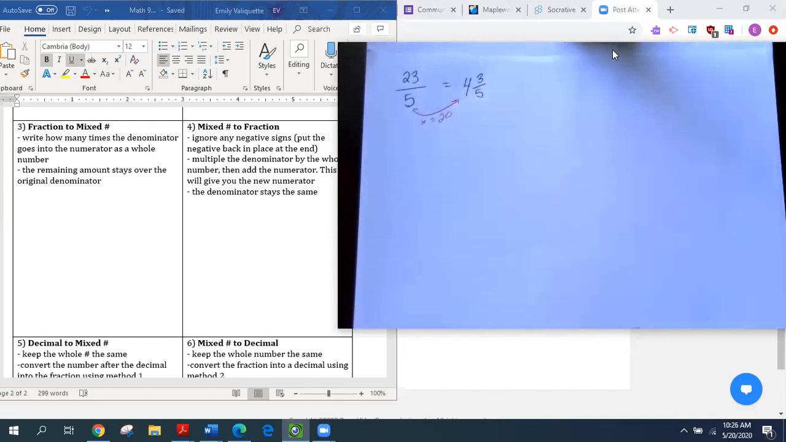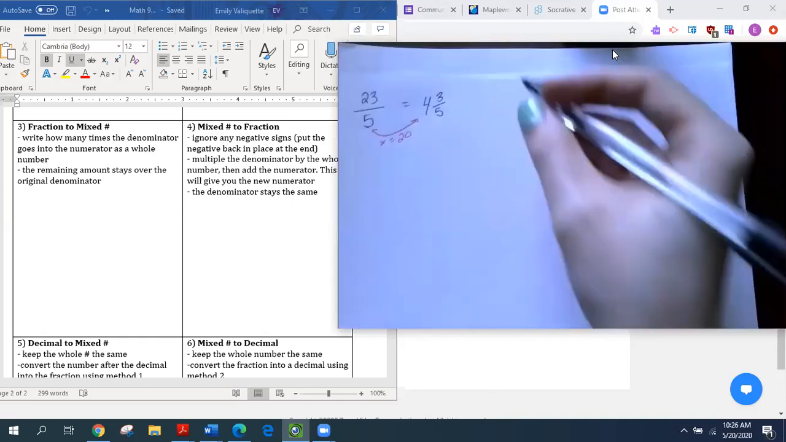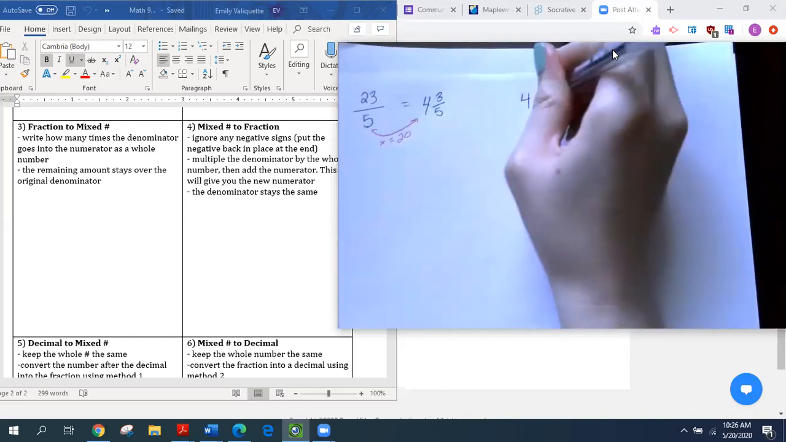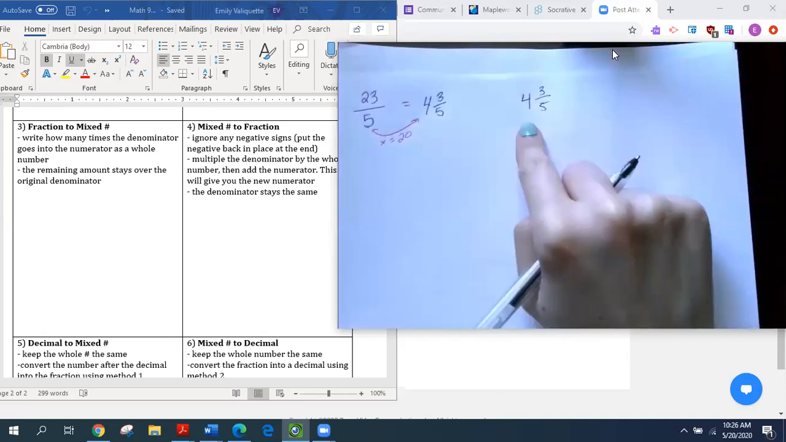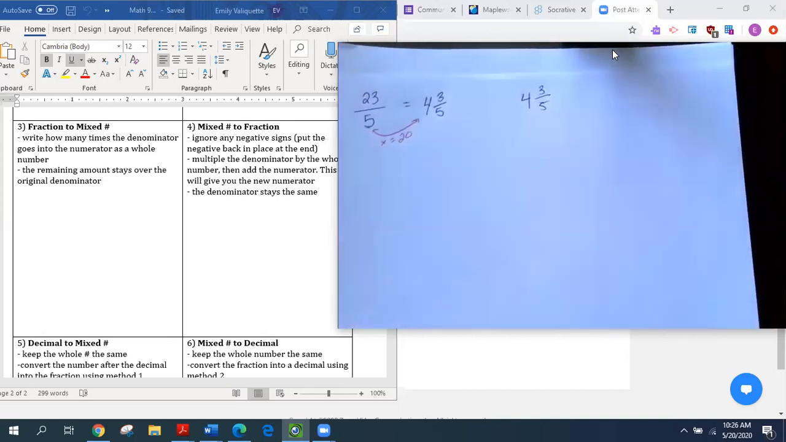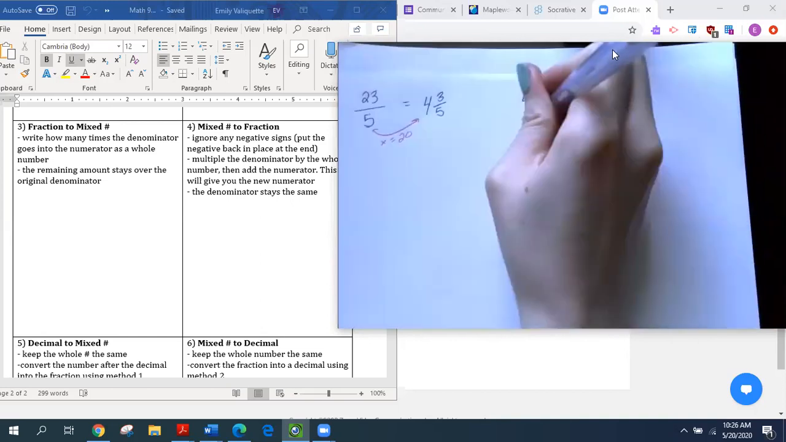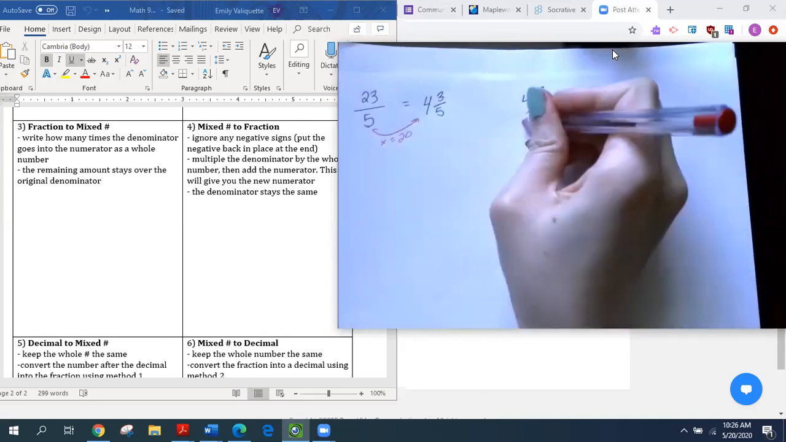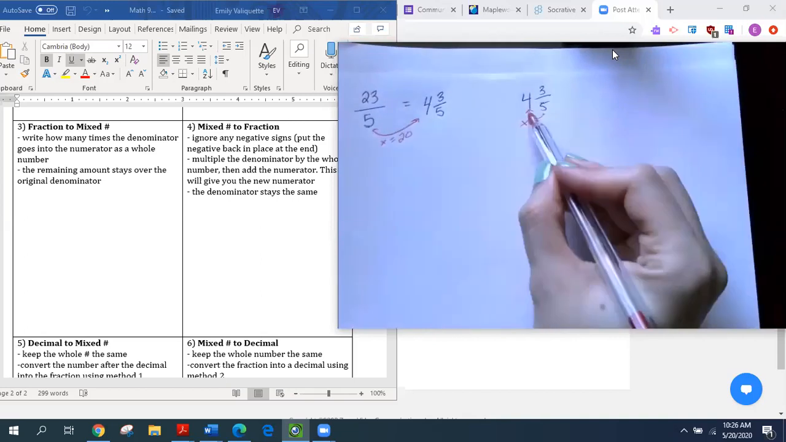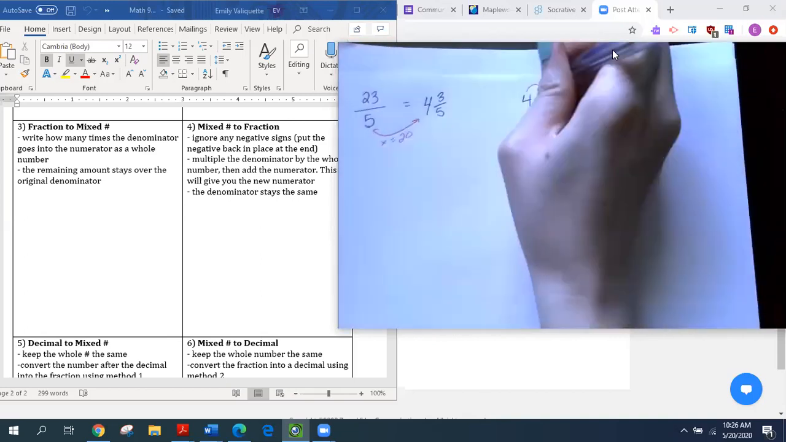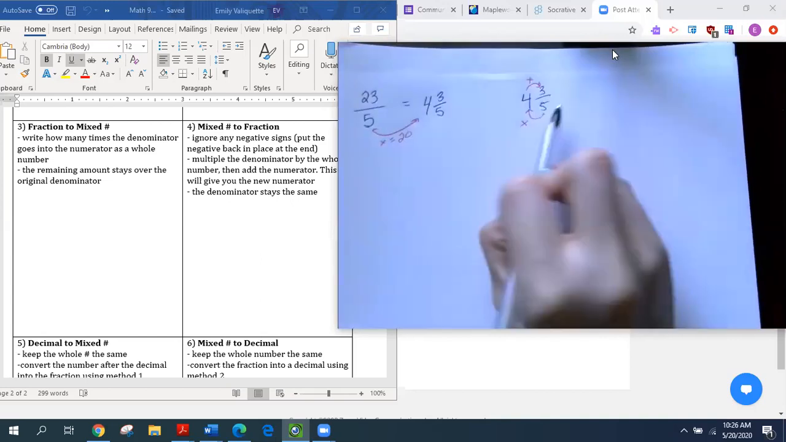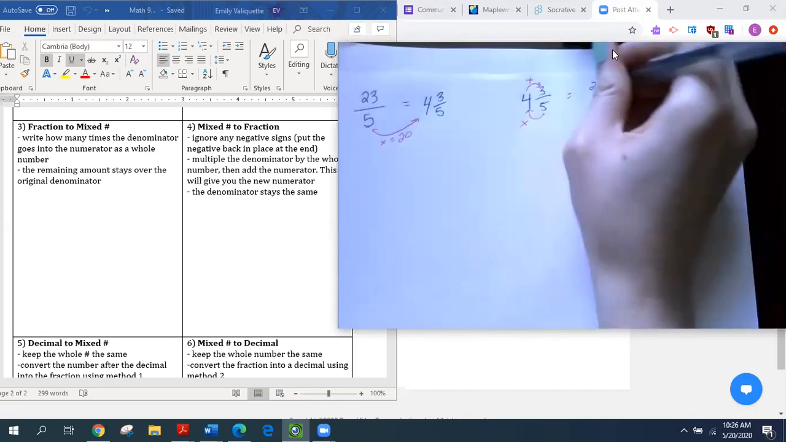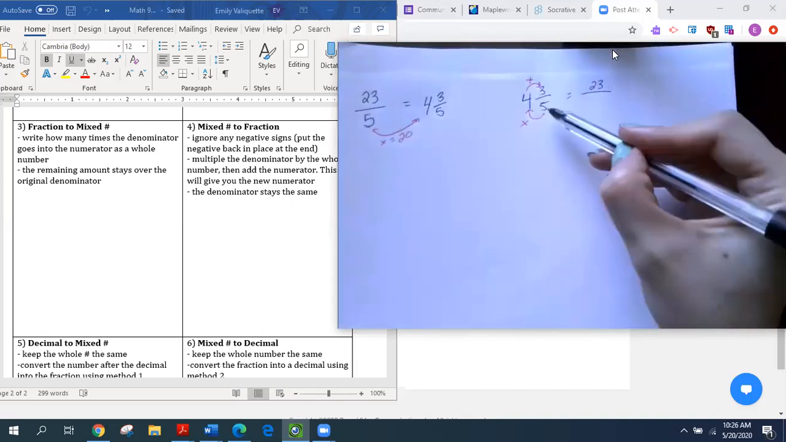If I'm going the other direction, if I'm doing, let's say, 4 3/5, and I want to turn that into a fraction, all I'm going to do is take the denominator, so in this case the 5, and multiply it by the whole number, so the 4, and then add the numerator. So 4 times 5 is 20, plus 3 is 23. That is how I get my numerator, and then I just keep the denominator.